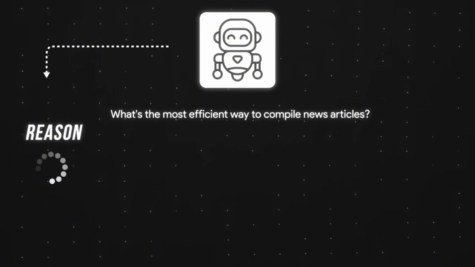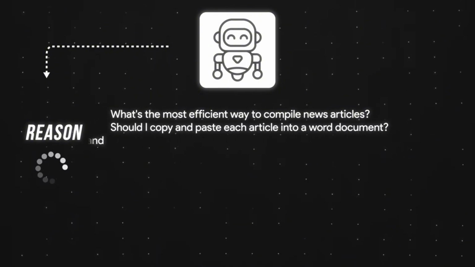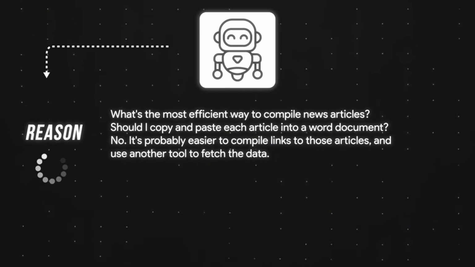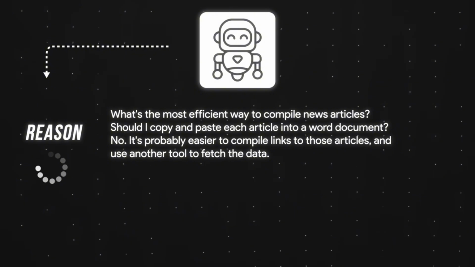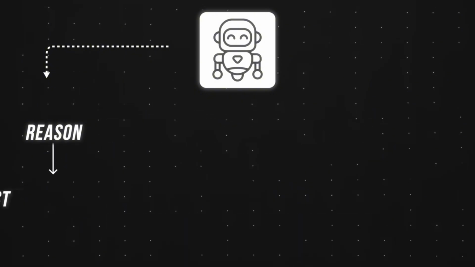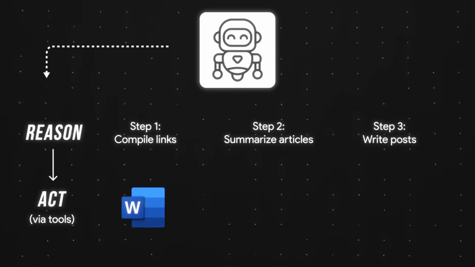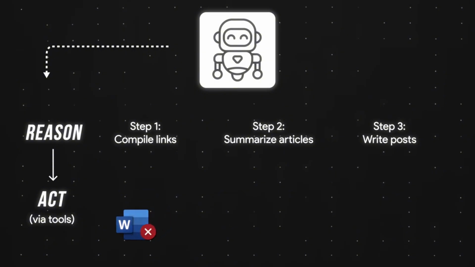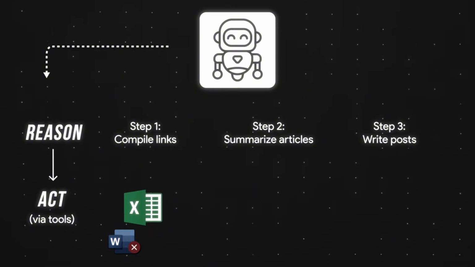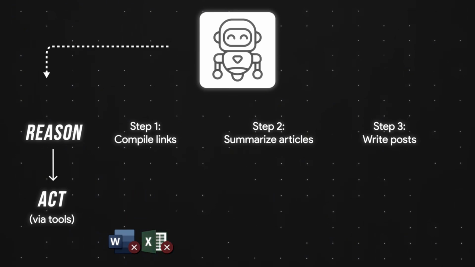What's the most efficient way to compile news articles? Should I copy and paste each article into a Word document? No. It's probably easier to compile links to those articles and then use another tool to fetch the data. Yes, that makes more sense. The AI agent must act, aka do things via tools. Should I use Microsoft Word to compile links? No. Inserting links directly into rows is way more efficient. What about Excel? So the user has already connected the Google account with mark.com. So Google Sheets is a better option.